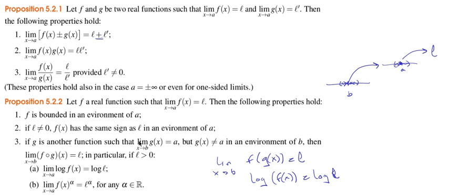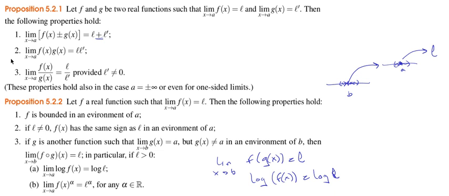So the limit of g when x goes to b is a, so then the limit of f composed with g is the limit of f when x goes to a, right? And so this is the same thing. This is the limit of the logarithm when f goes to b. But when x goes to b, f of b in this case is going to be L, so this is the logarithm of L.